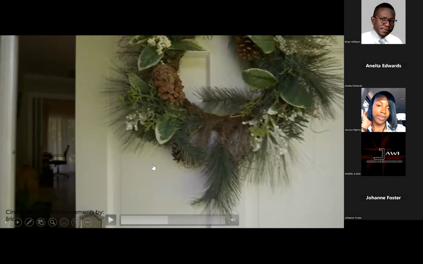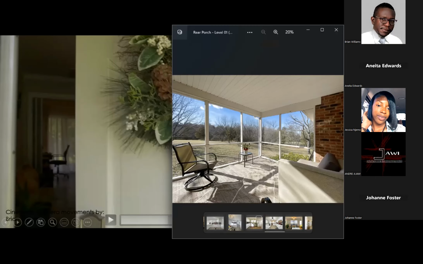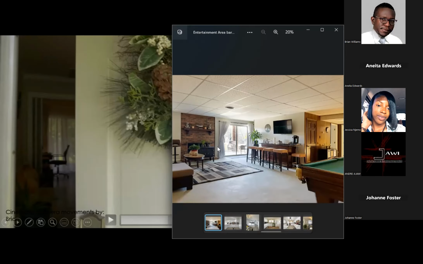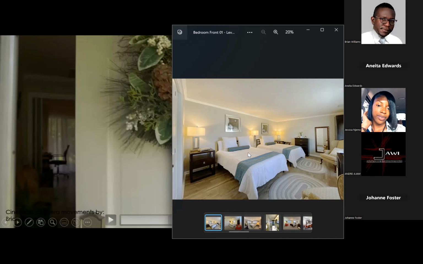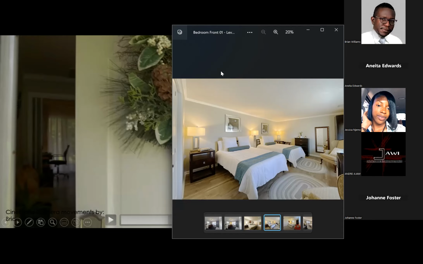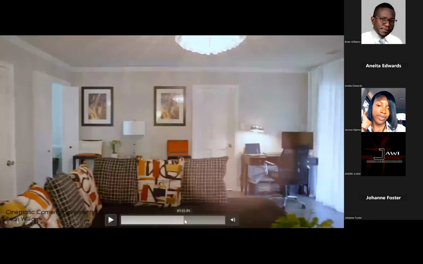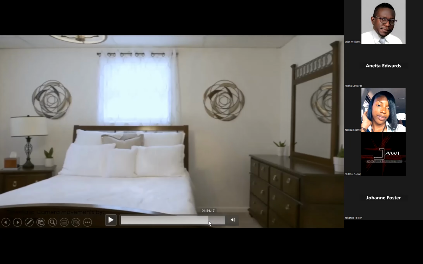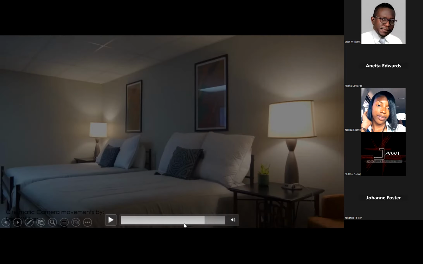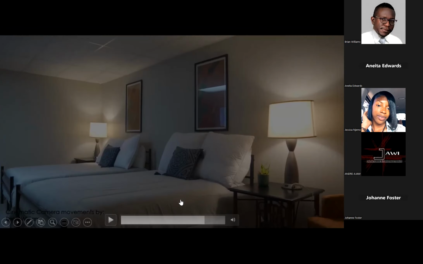So that is one. Let's look at another one, all right? That was a push in. Let's look at another one. These are all photos that were there. I think there was an image of this one. All right, so let's find the cinematic camera movement for that shot. Let's see if we can find it. I think it's this one. Is it that one? Let's see. No, it's not that one.